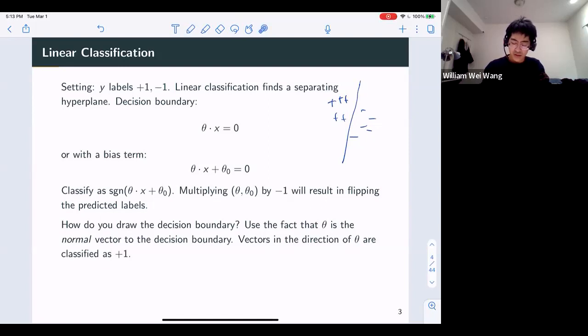The form of the line that you'll find looks like this: theta dot x plus theta naught equals 0. So when you have linear classification, you try to find good values of theta, and then you classify by taking the sign of this thing. What does that mean? If it's greater than or equal to 0, then classify as +1, and if it's less than 0, classify as -1.